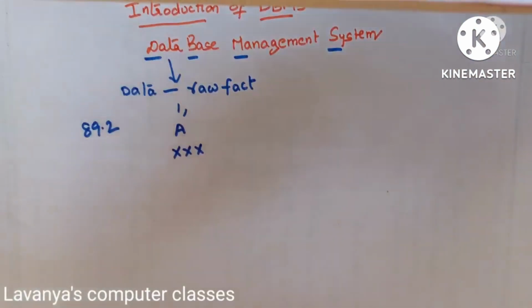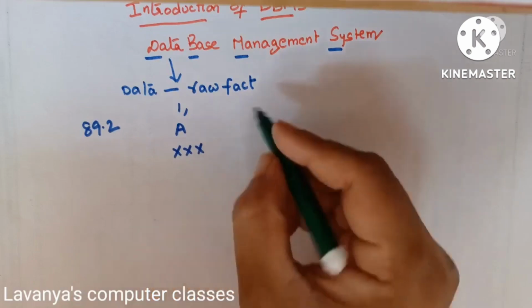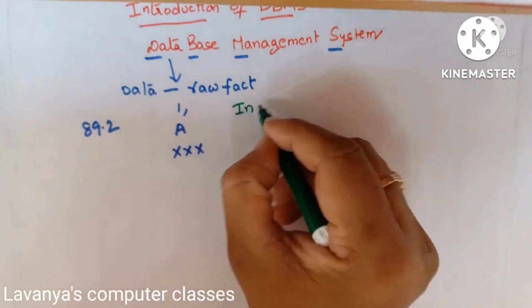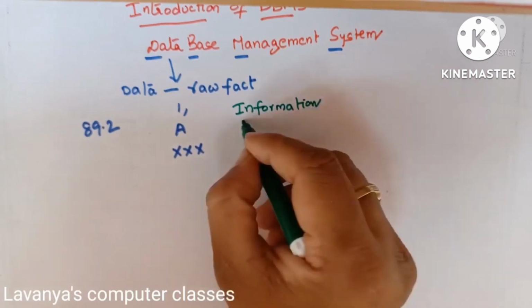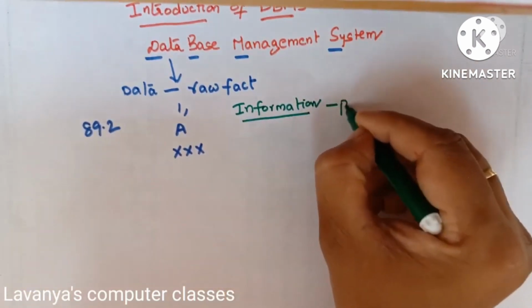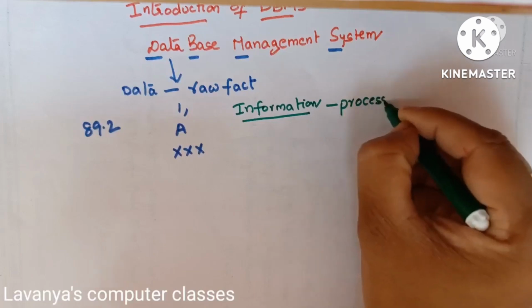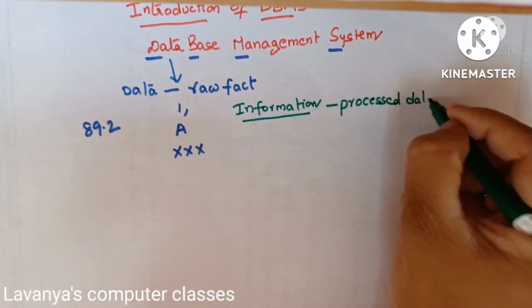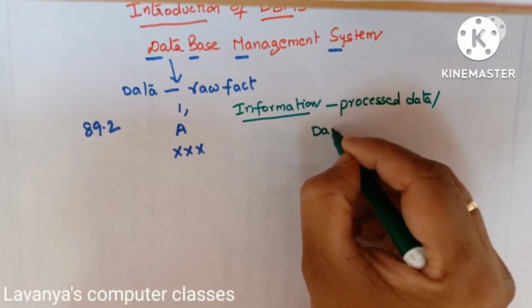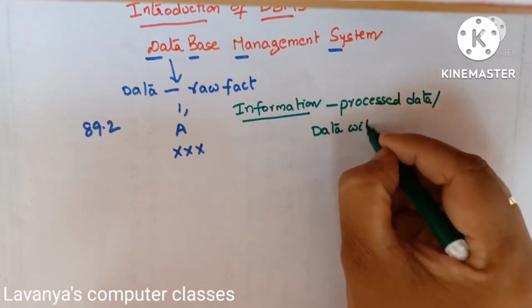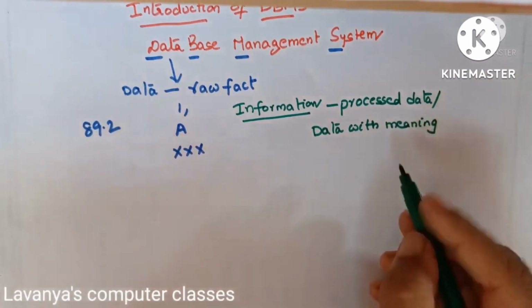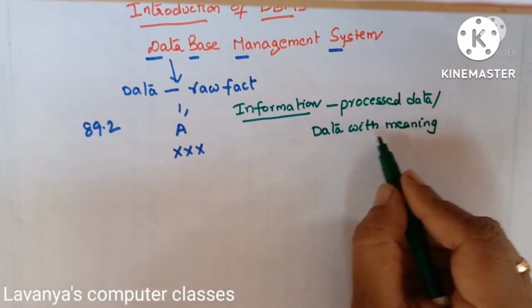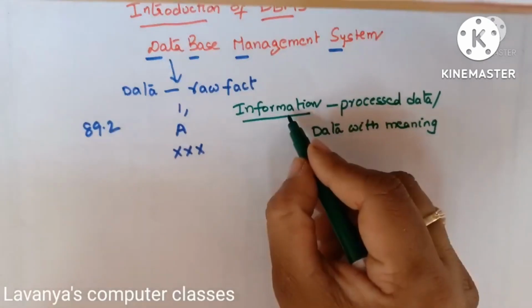Any raw fact, whatever data you are typing through the keyboard, is called data. So the next one is information. This is also one more word. So what is information? Information means processed data. Processed data, or data with meaning, is known as information.